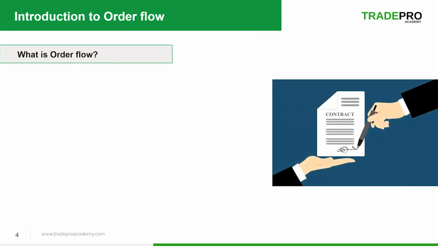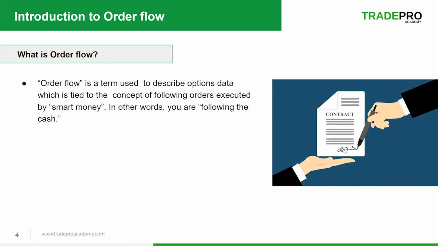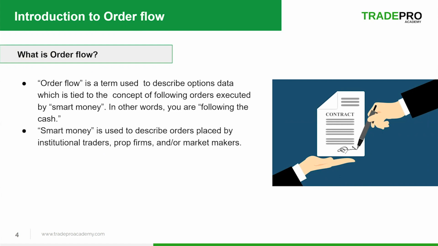So what is order flow? Order flow is a term used to describe options data, which is tied to the concept of following orders executed by smart money. So in other words, you are following the cash. And the term smart money is used to describe orders placed by institutional traders, prop firms, and/or market makers. So that is the type of order flow we are looking to follow when we're observing orders coming in through the tape.